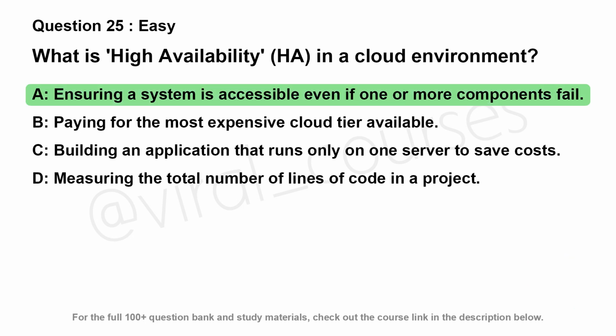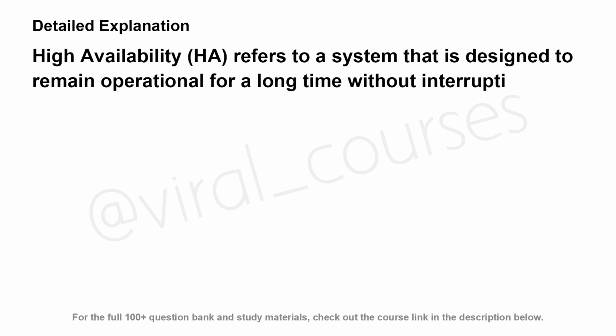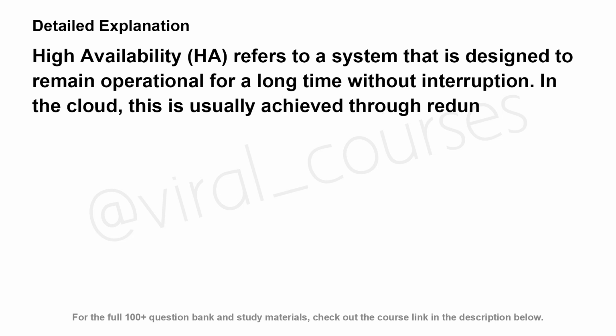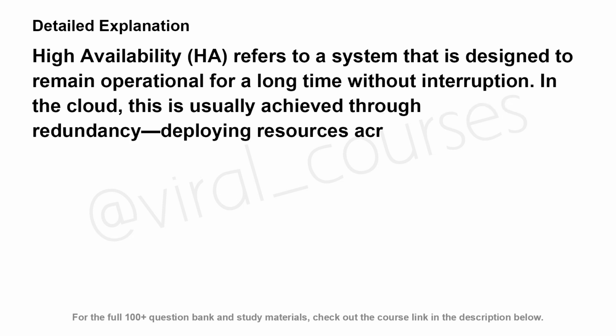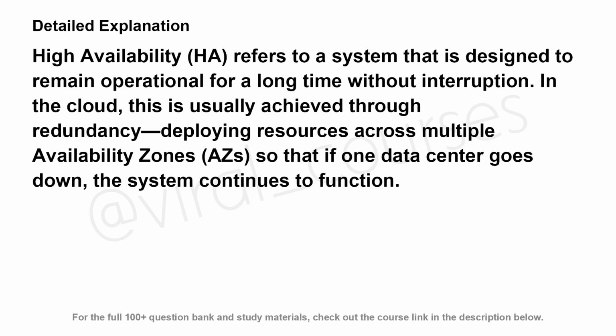The correct answer is A. High availability, HA, refers to a system that is designed to remain operational for a long time without interruption. In the cloud, this is usually achieved through redundancy, deploying resources across multiple availability zones, AZs, so that if one data center goes down, the system continues to function.